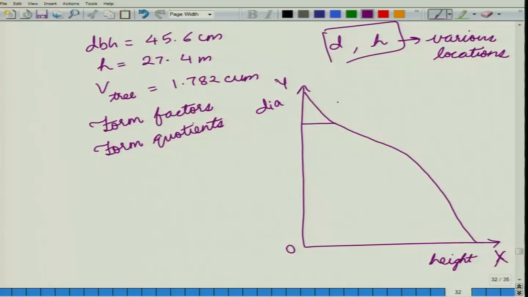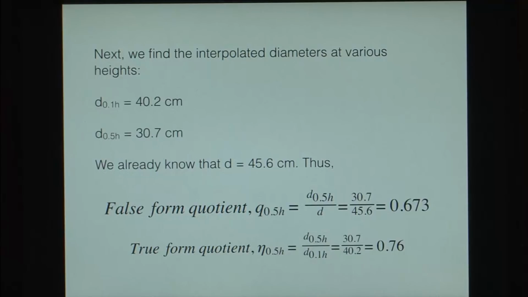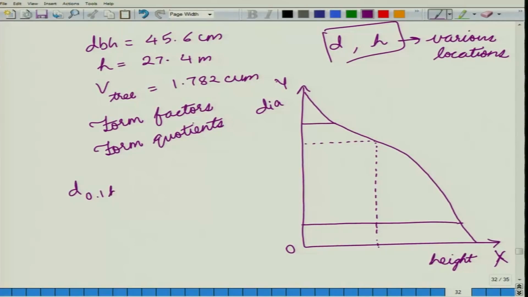Again, this would be the conical portion, we would be having a parabolic section and we would be having a neiloid section. But once we have plotted this curve, we can find out the diameter at any height and the height corresponding to any diameter. So, once we have plotted this curve, next we will need to find out the interpolated diameters at various heights. So, what are the pertinent heights here?